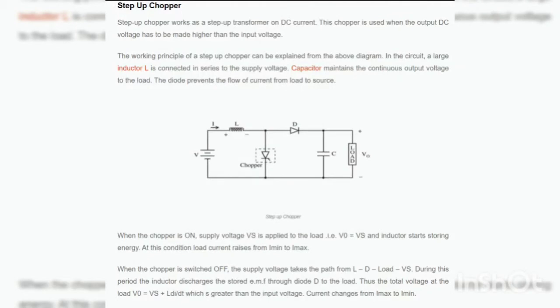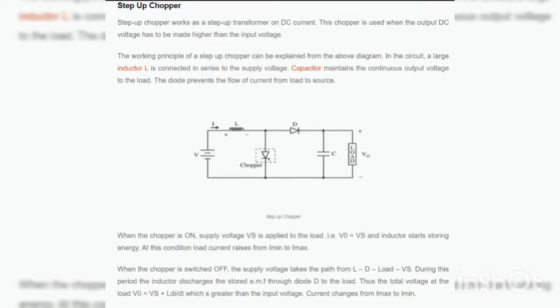In this video we are going to discuss step-up chopper. So we can see the circuit diagram of step-up chopper. It acts like a DC transformer as it will amplify the DC input voltage to a higher voltage. A chopper is basically a switch, and we can see an inductance, a capacitance and a diode in the circuit.